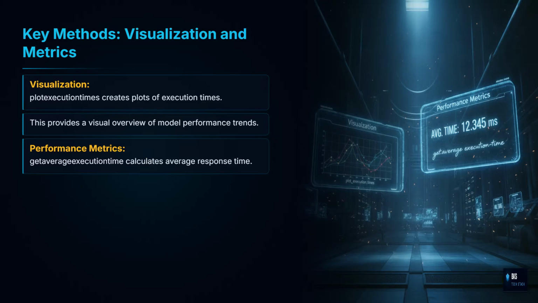Beyond just logging, we can visualize and calculate key metrics. The plot execution times function helps us see trends in how long responses take over time, giving us a visual sense of performance. And get average execution time provides a simple, clear metric: the average time it takes for our model to respond across all logged interactions. These tools help us quickly identify potential issues.